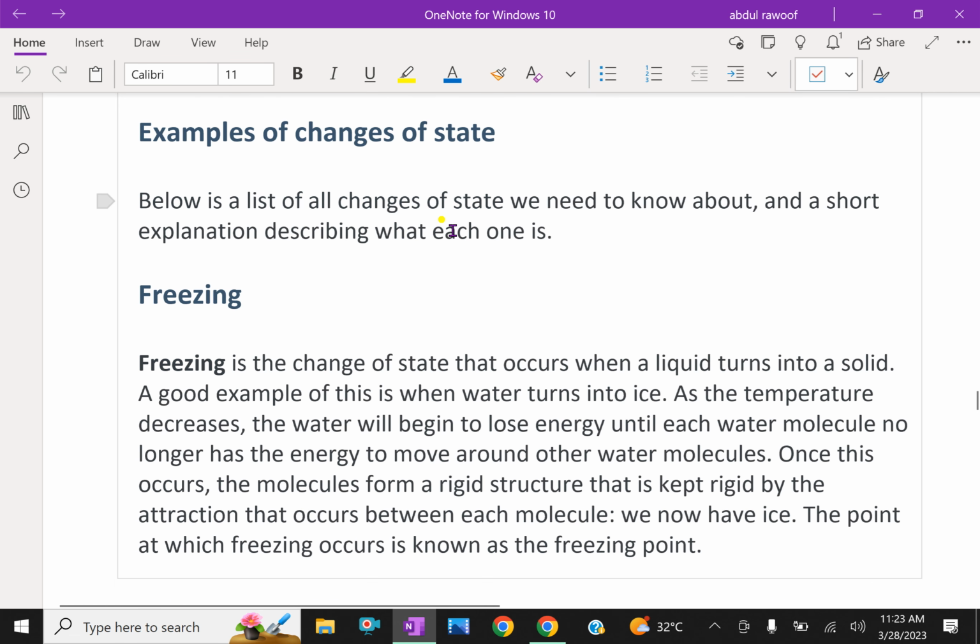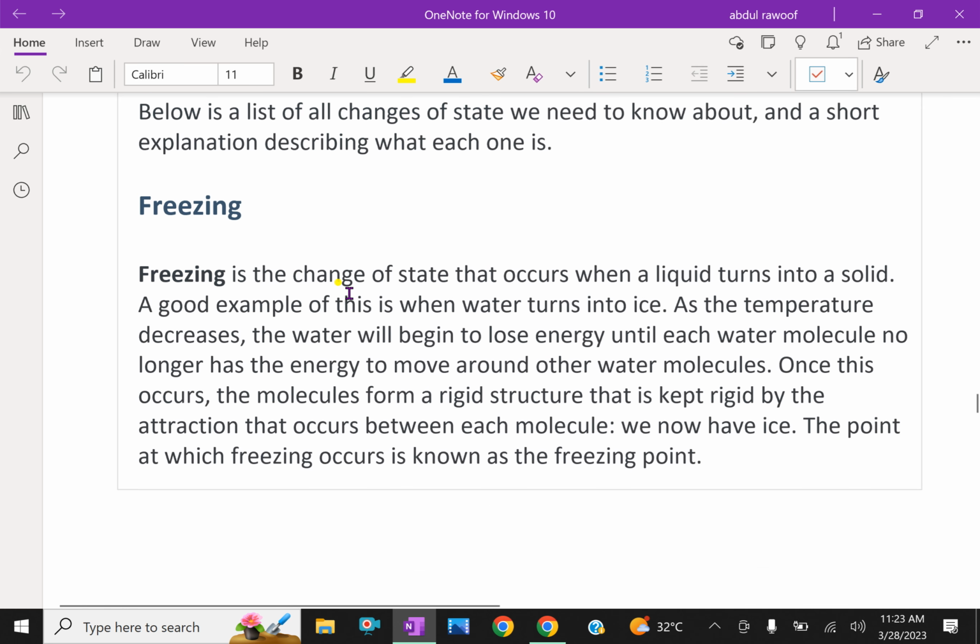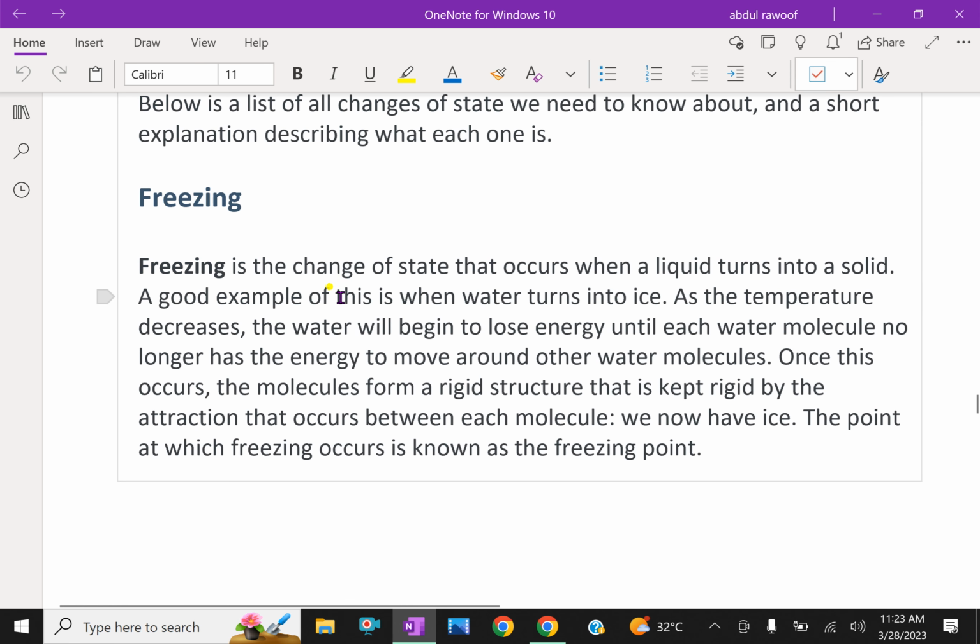Example of change of state. Below, let us discuss some examples for change of matter. First, freezing. Freezing is the change of state that occurs when a liquid turns into a solid. That means you are keeping a glass of water in a freezer, a deep freezer, it becomes ice. So it's called freezing. A good example of this is when water turns into ice.